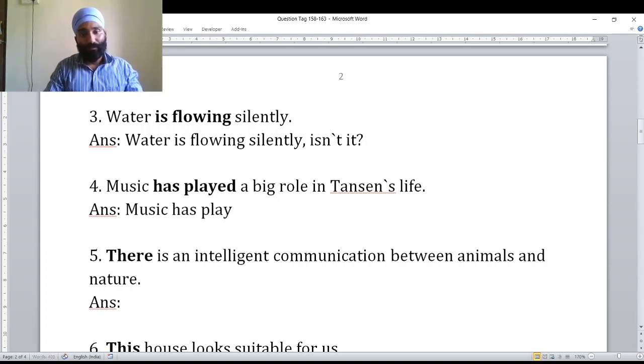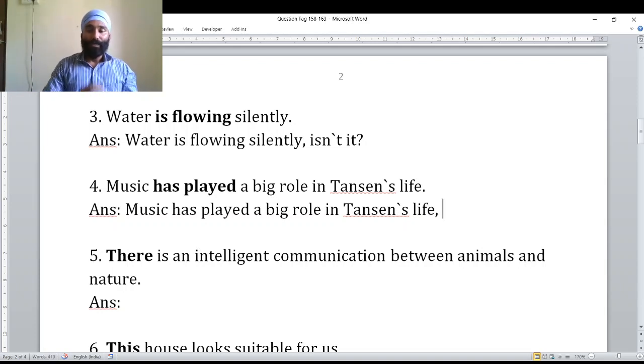Now to add a question tag to this sentence, write down the complete sentence: music has played a big role in Tansen's life, comma. Now see here, what is the subject? Music is the subject of the sentence. Music is singular, and this is why we have to use has as it is and add not to it: hasn't. The pronoun it we have used is related to music because music is neuter gender. Music has played a big role in Tansen's life, comma, hasn't it?